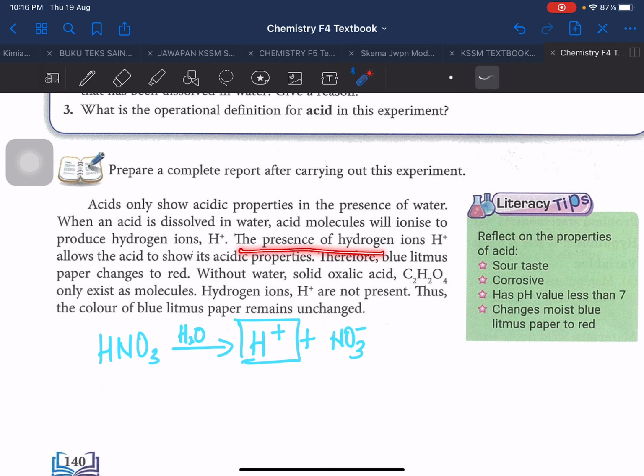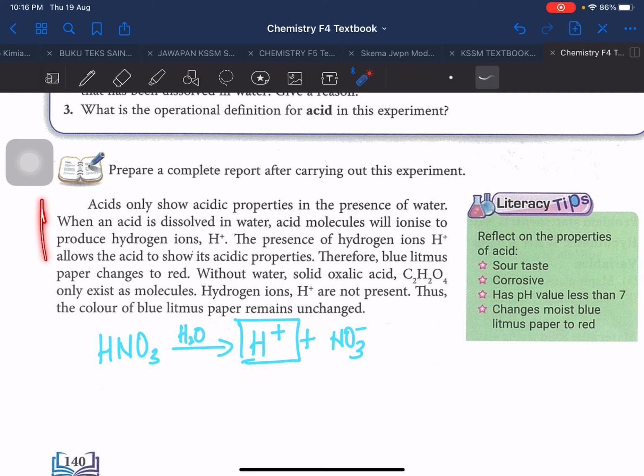Okay? The presence of hydrogen ion allows the acid to show its acidic properties. So acidic properties sebenarnya all comes from this ion, H+. Kenapa H+ boleh muncul? Sebab ada water. Barulah the acid boleh ionize into H+ and also NO3-. Therefore, blue litmus paper changes to red. Perubahan warna. Without water, solid oxalic acid only exists as molecule. Tiada air, so it's going to remain as a molecule saja. Hydrogen ion are not present. Thus, the color of blue litmus paper remains unchanged.